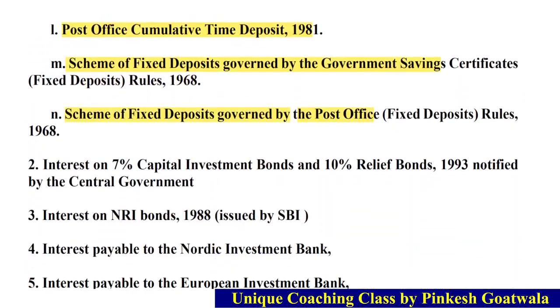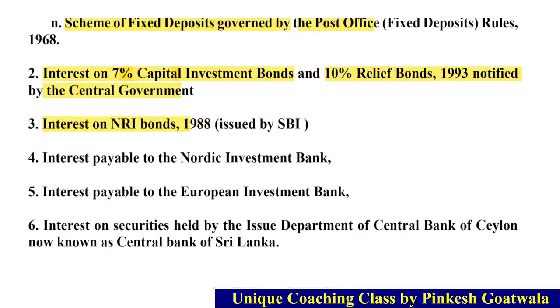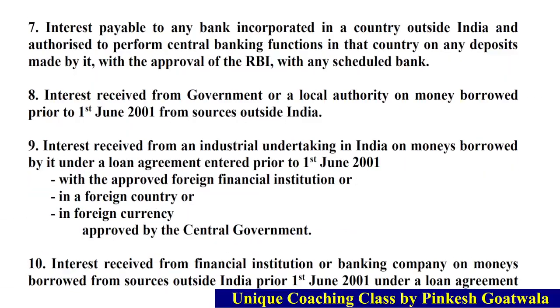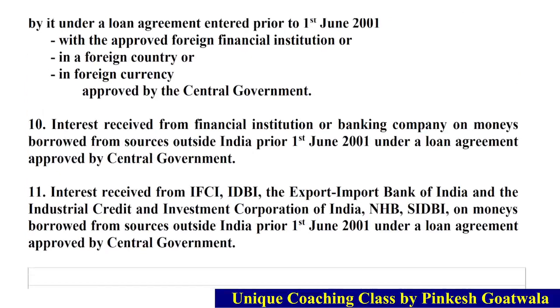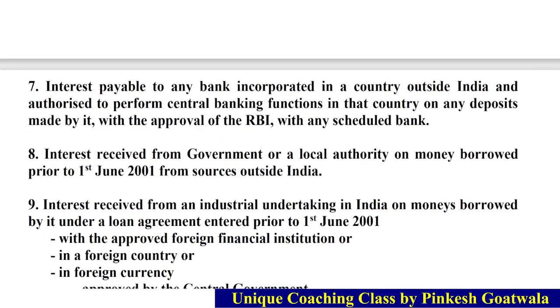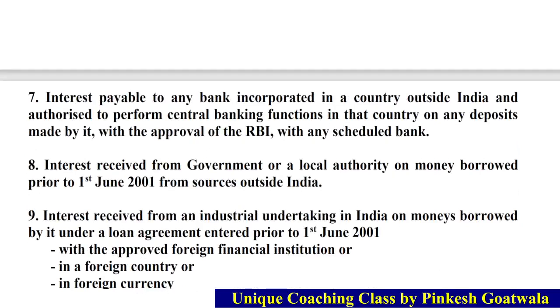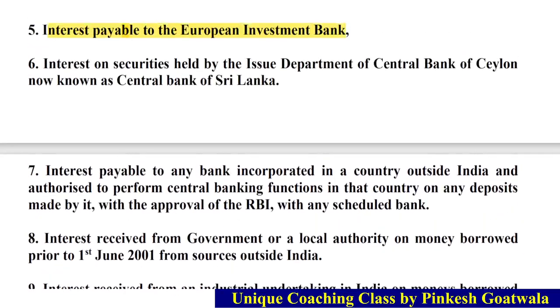Then second, interest on 7% capital investment bonds, 10% relief bonds 1993 notified by the central government. Then interest on NRI bonds issued by SBI, interest payable to Nordic Investment Bank, interest payable to European Investment Bank. So you have to just remember all these names. The list is so long. You have to remember all of these. It is a long list, you have to remember the entire list. Clear? I will also send you this PDF, you can just read it and remember those names.